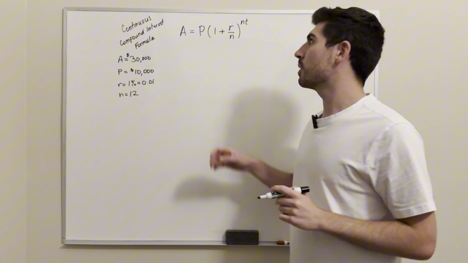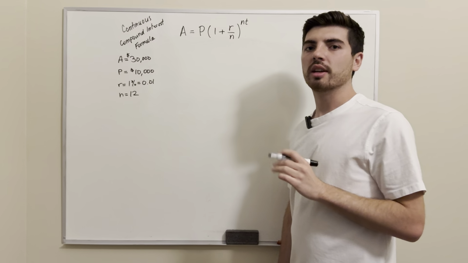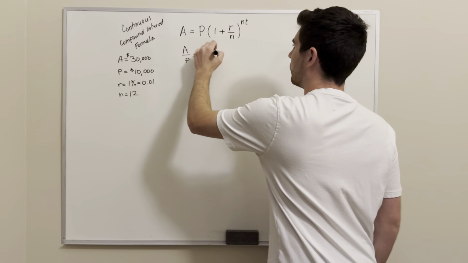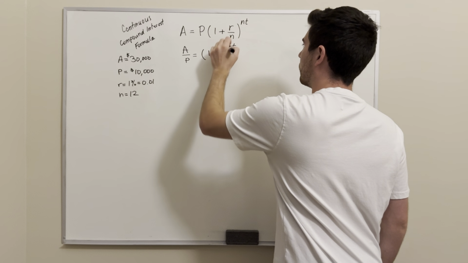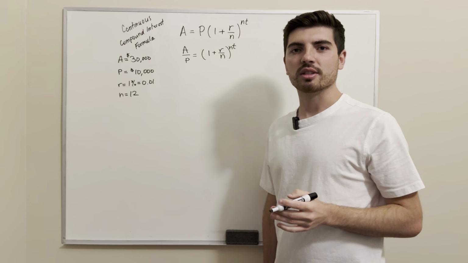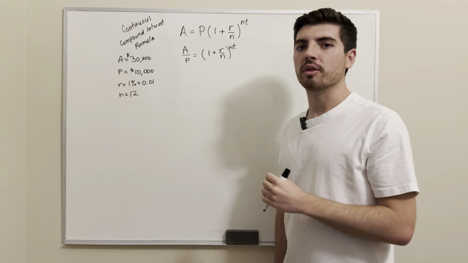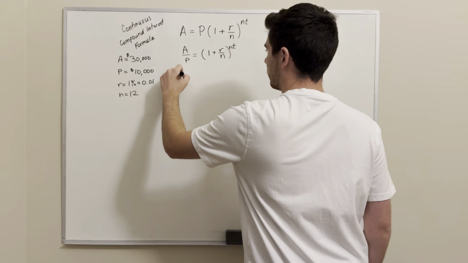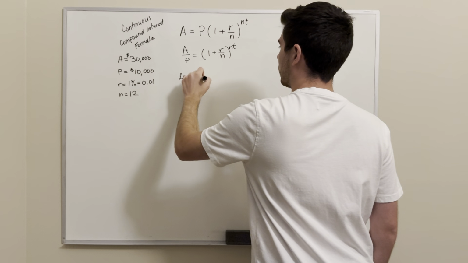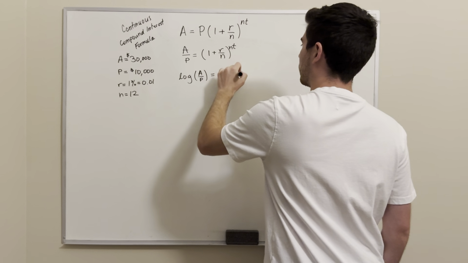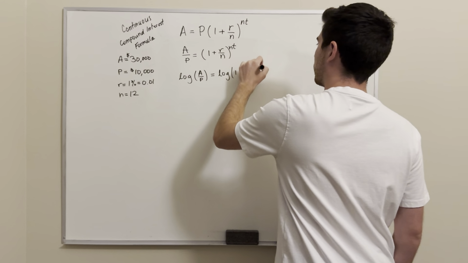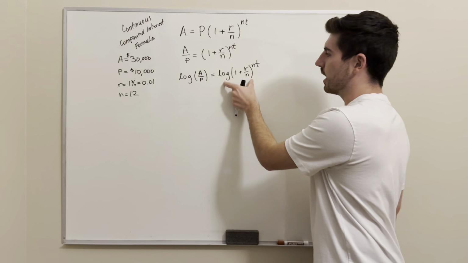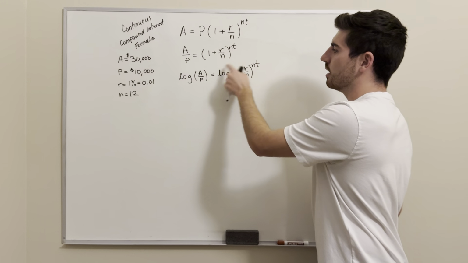Our goal is to solve this equation for t. Let's start by isolating the exponent. Divide both sides by P. Now, just like algebra tells us, what you do to one side of an equation, you must do to the other side. So let's take the logarithm of both sides of this equation. Done. Now let's use our logarithm rules on the right-hand side of this equation so we can pull nt out front.